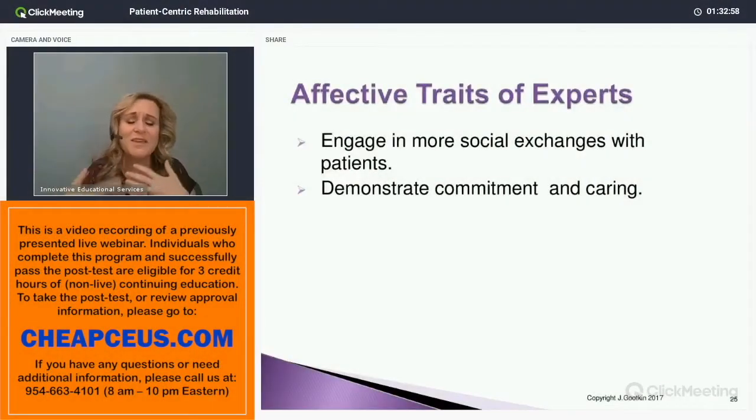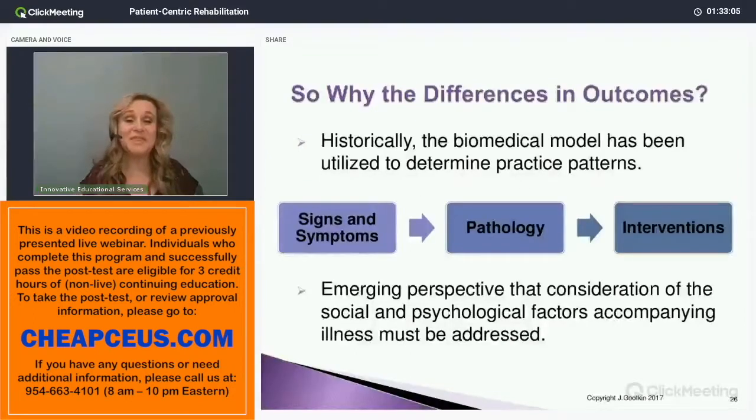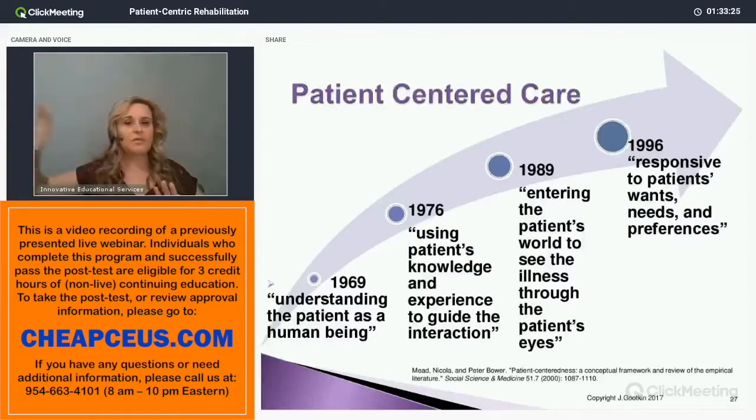So demonstrating that commitment and caring and getting the patient to buy in really does help and make a difference. That is the piece that the research is saying comes into play, that we need to be aware of, that we need to consider beyond that kind of linear thinking to develop our interventions, that our patients have a particular piece that they can bring into it. And over time, this has grown. This patient-centered care has emerged over time.